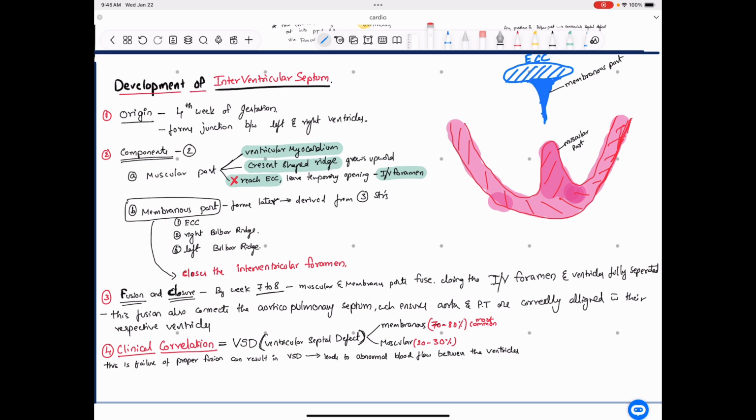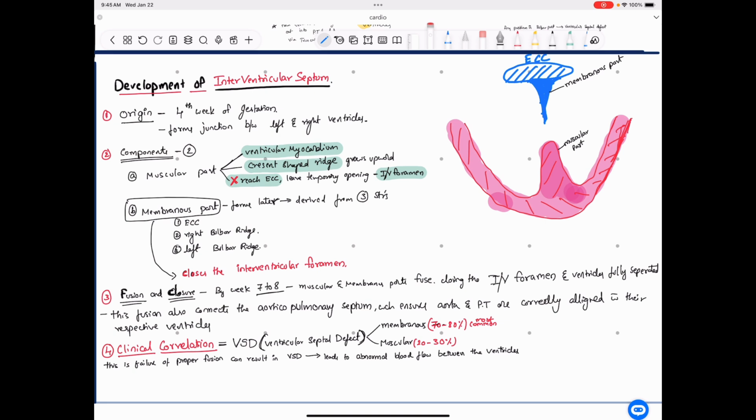And the next one is the membranous part. The membranous part forms later and is derived from three structures. What are the three structures? Number one is the endocardial cushion, which contributes connective tissue. The second one is the right bulbar ridge, and the third one is the left bulbar ridge. So two bulbar ridges and the endocardial cushion, these three combine to form the membranous part.